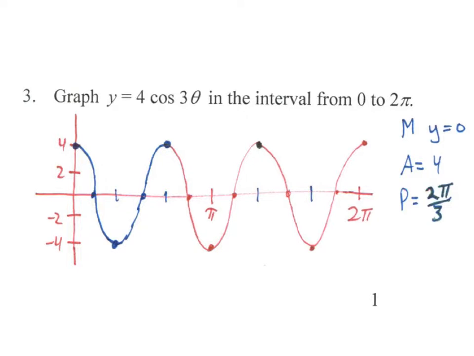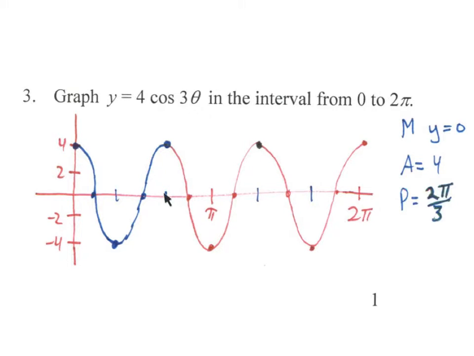Then halfway between the beginning and the middle, it's going to hit the midline. Halfway between the middle and the last point, you're going to hit the midline again. That's just always how cosines look. All right, if it was a negative a value, you'd start down here. Okay, now there's 2 pi. Let's put that in effect.